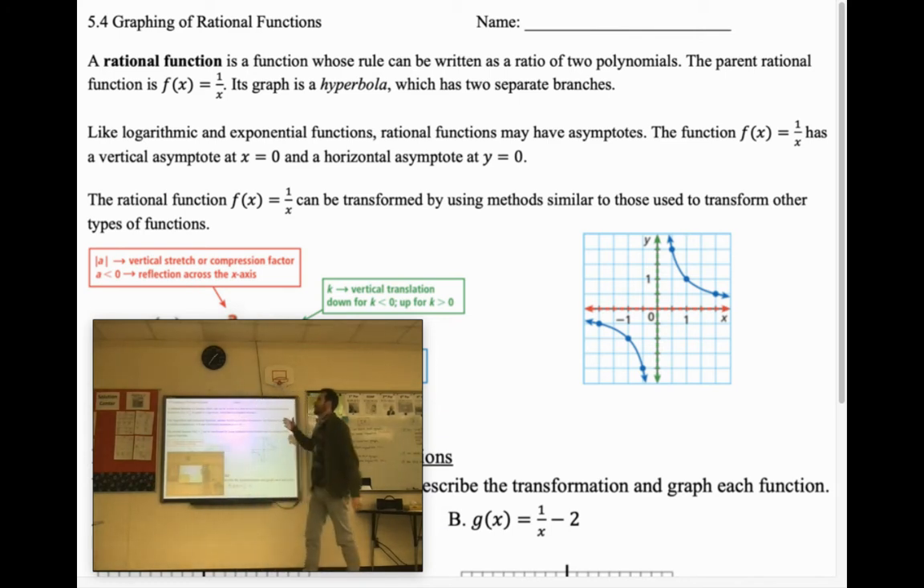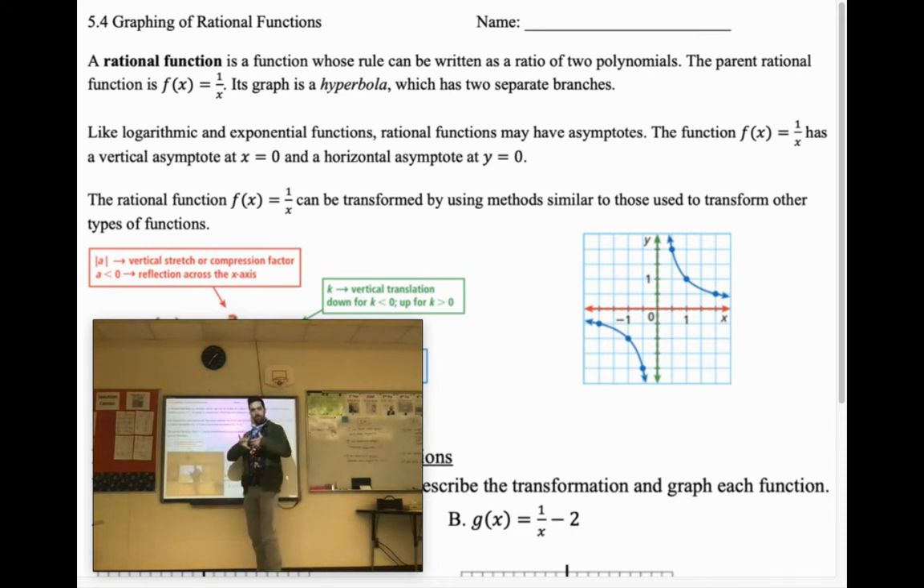A rational function forms a hyperbola, which is like two different splits of the graph, sometimes even three. It's pretty wild. But there are these asymptotes, which we've touched on before. An asymptote is a line that your graph will approach, but never quite touch. There will be horizontal asymptotes and also vertical asymptotes.